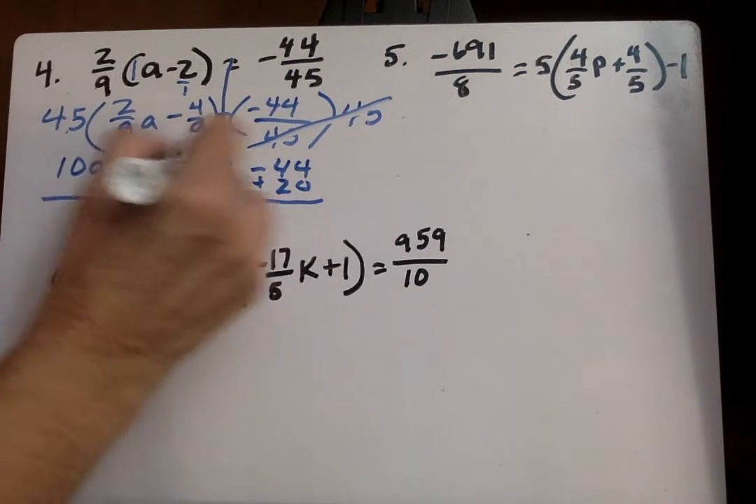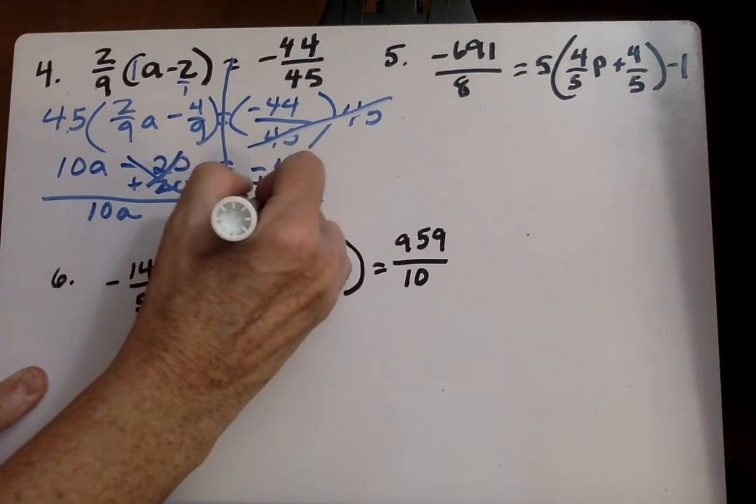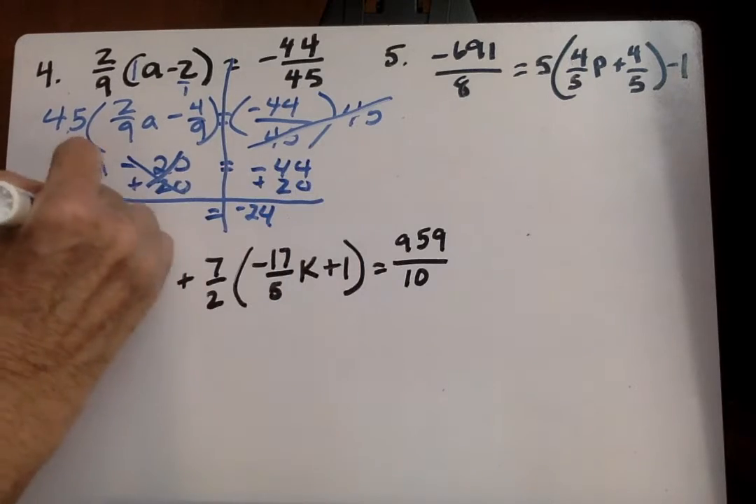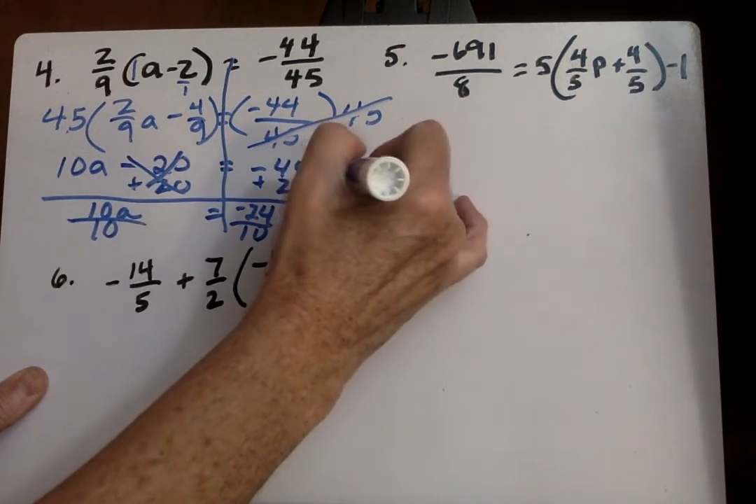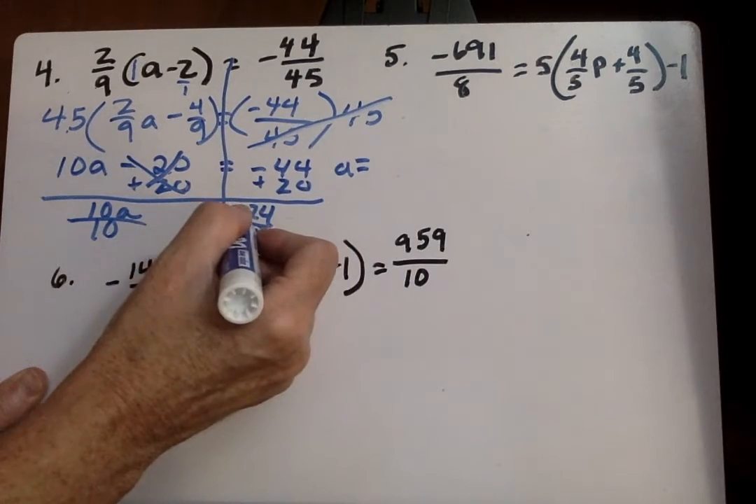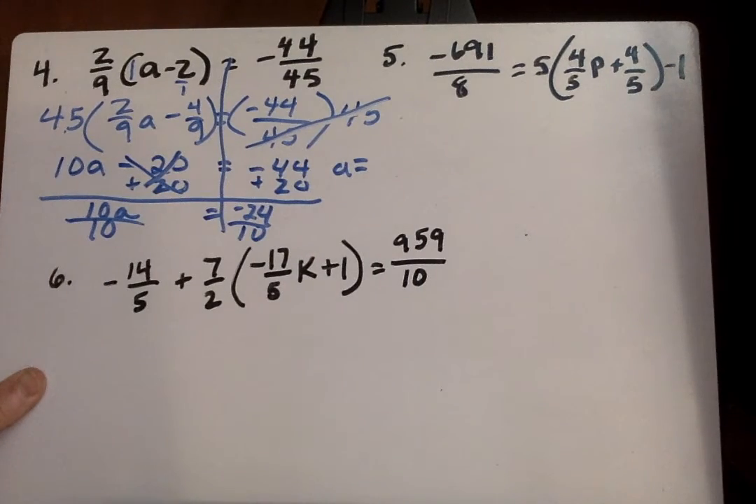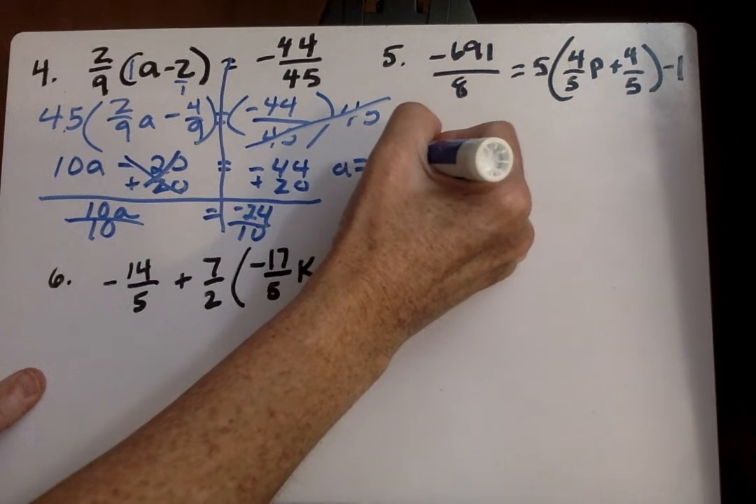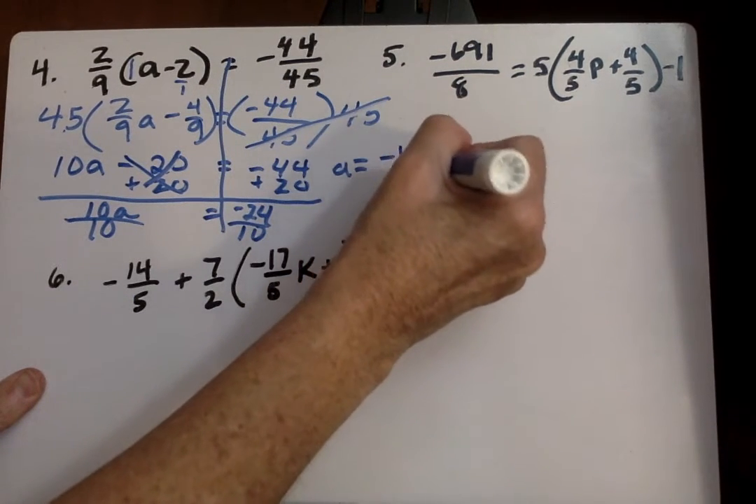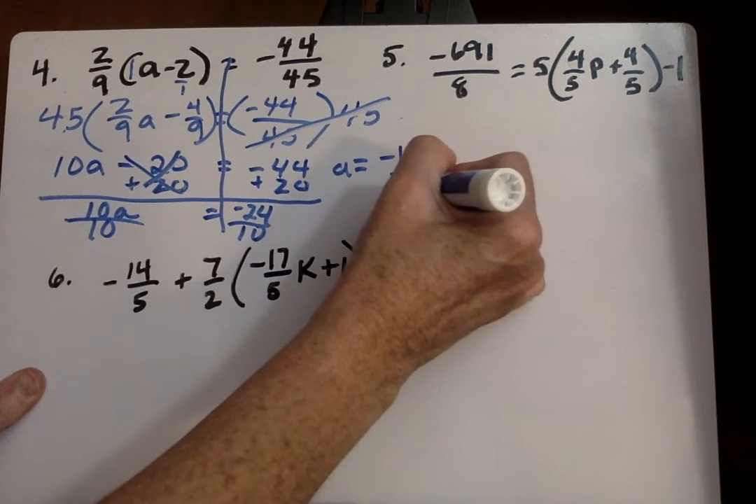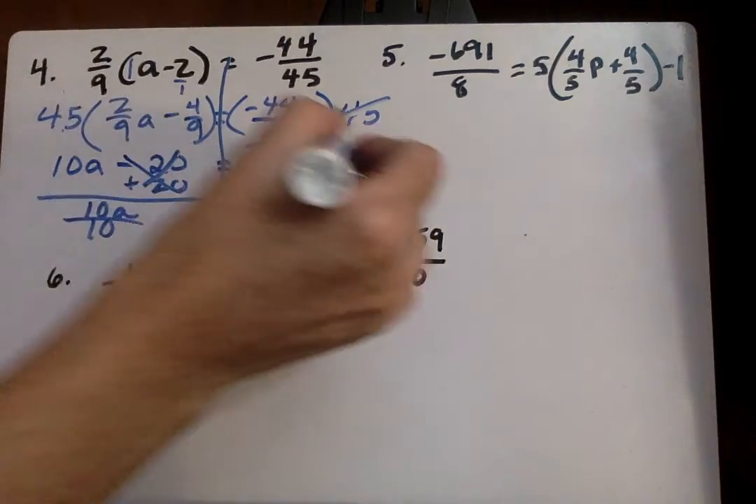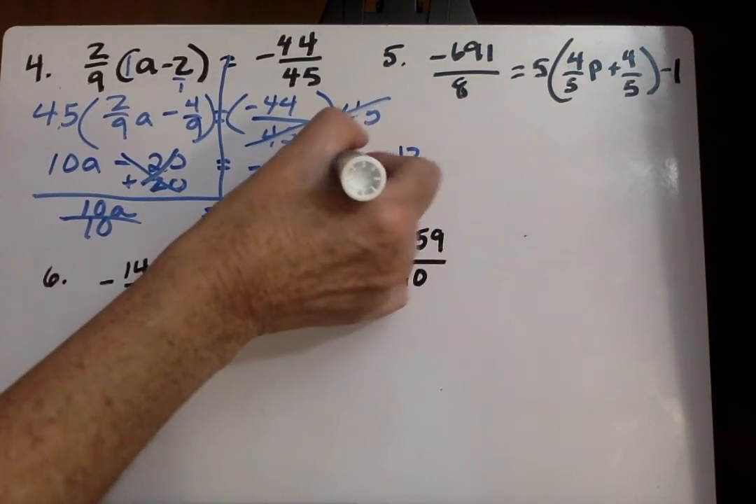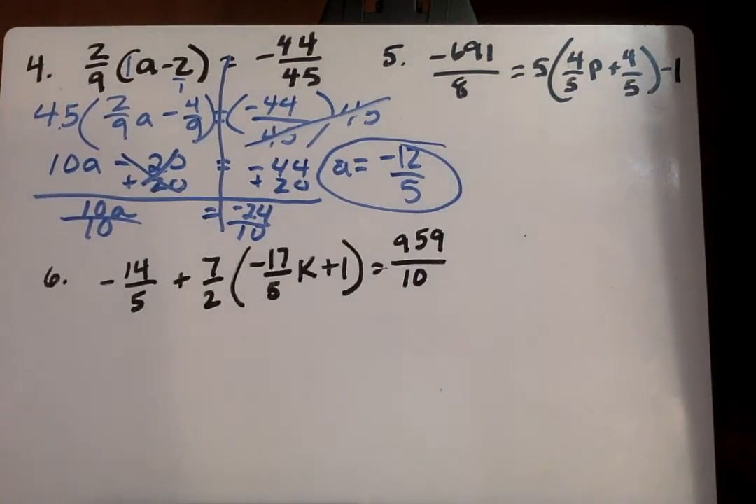10A equals negative 24, divide by 10, and A equals negative 24 over 10. I'm trying to simplify it. 2 goes into 24 negative 12 times, and 2 goes into 10 5 times. So it equals negative 12 fifths, and it's okay to leave it in improper fraction form like that.